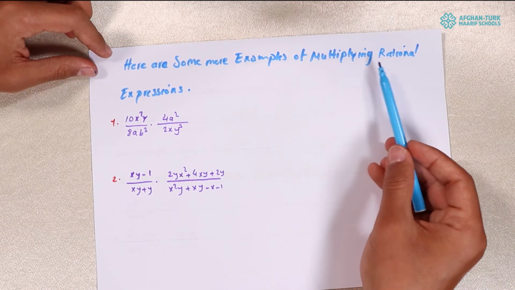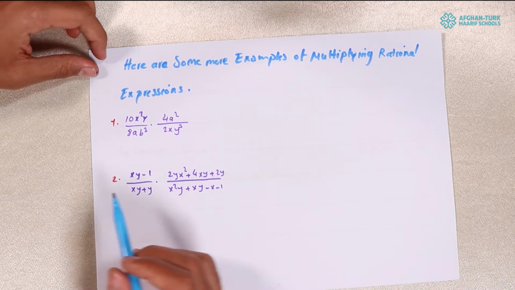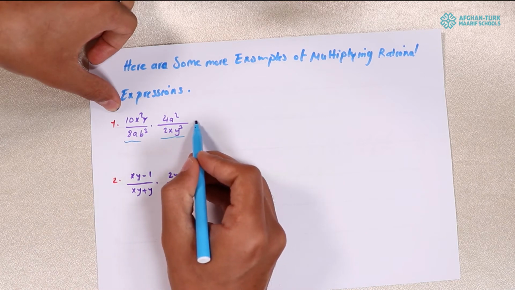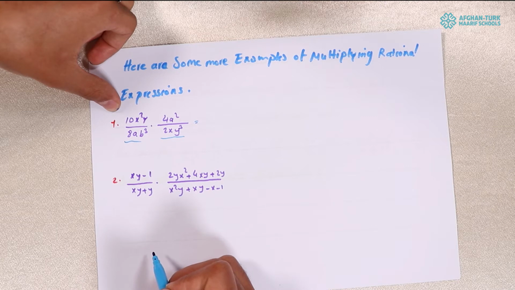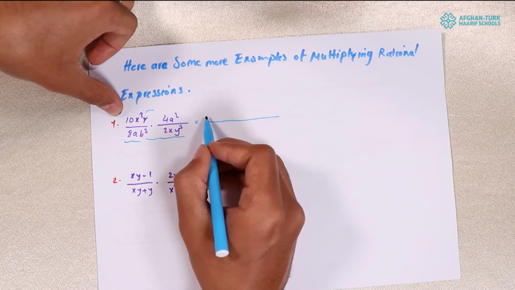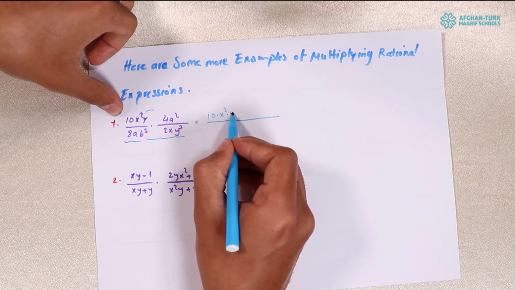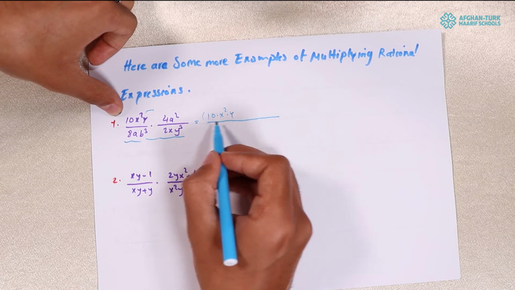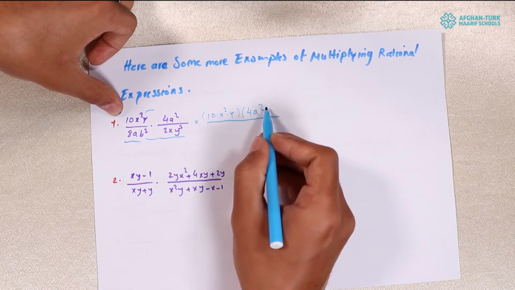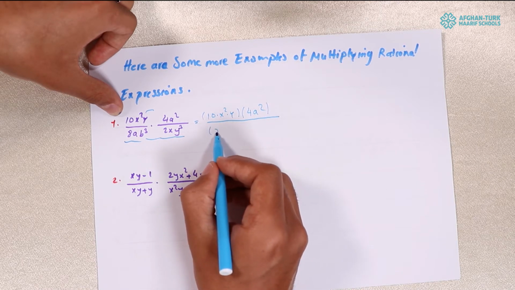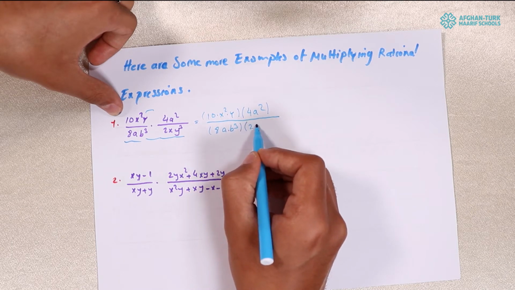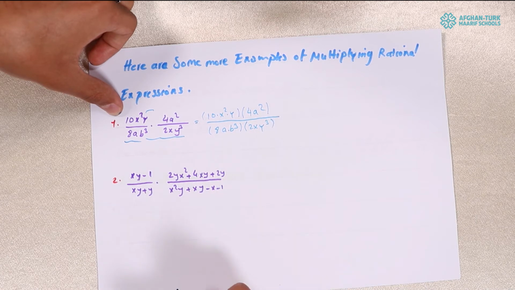Here are some more examples of multiplying rational expressions. Look, we have two rational expressions. The first step that we should go through is to write them as one fraction. So 10 x squared times y, this is the first one. The second one is 4a squared. At the denominator we have 8a times b cubed times 2x y cubed.